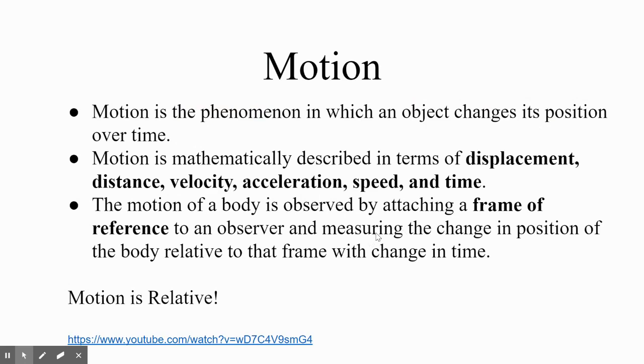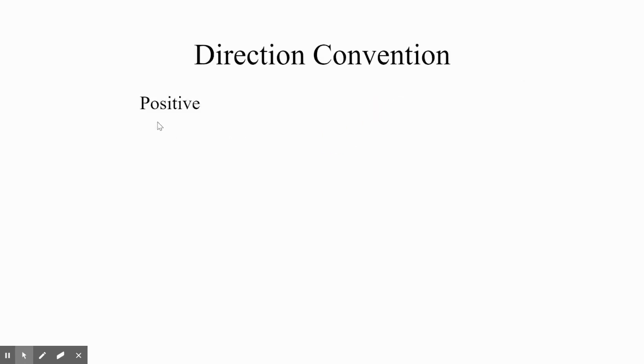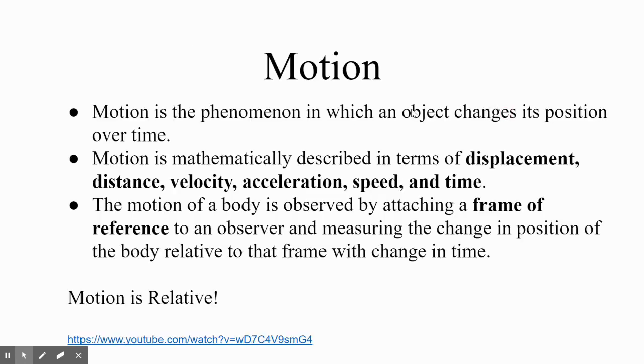Okay, so motion. Motion is what we're going to talk about first. Motion, by definition, is a phenomenon in which an object changes its position over time. Motion is mathematically described in terms of displacement, distance, velocity, acceleration, speed, and time.